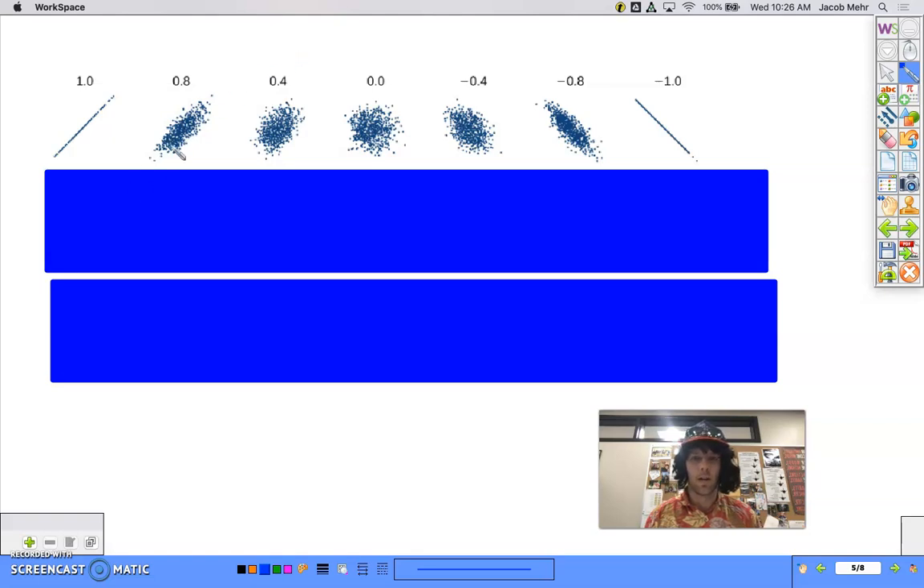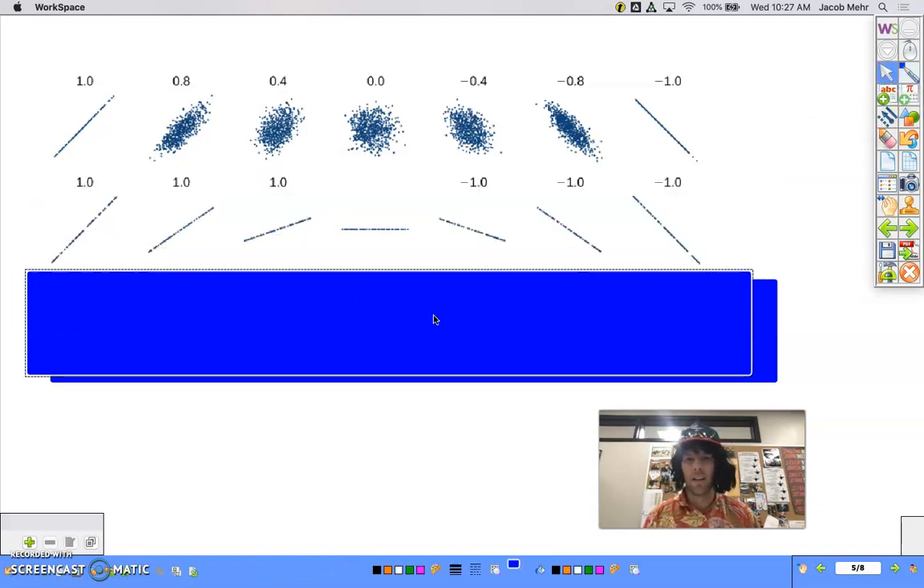Here is 0.8. It's definitely trending upward. Definitely not a perfect line, but certainly trending upward, easier to see that trend. Here is R equal to 0.4. Again, this is trending upward slightly, but not as strongly correlated as the 0.8. And then here would be -0.4, and here would be -0.8.